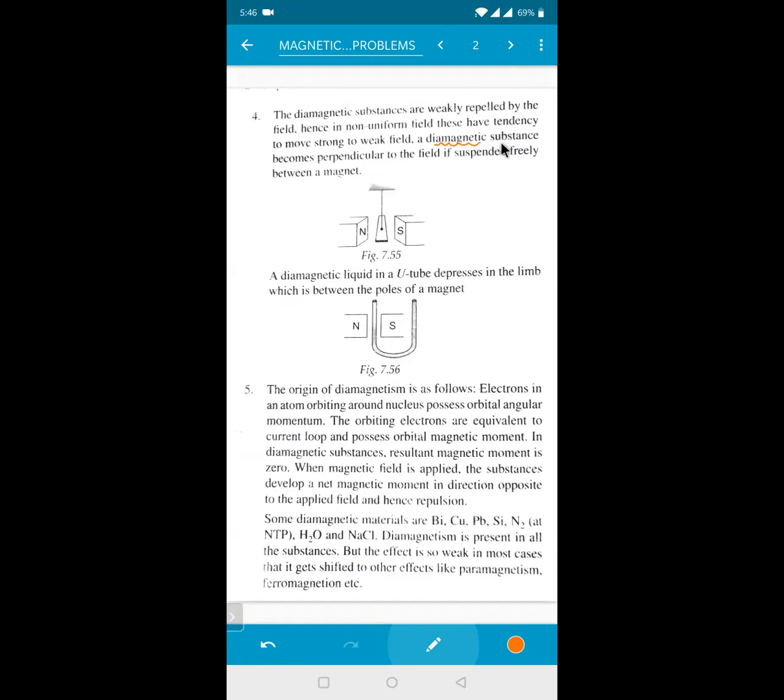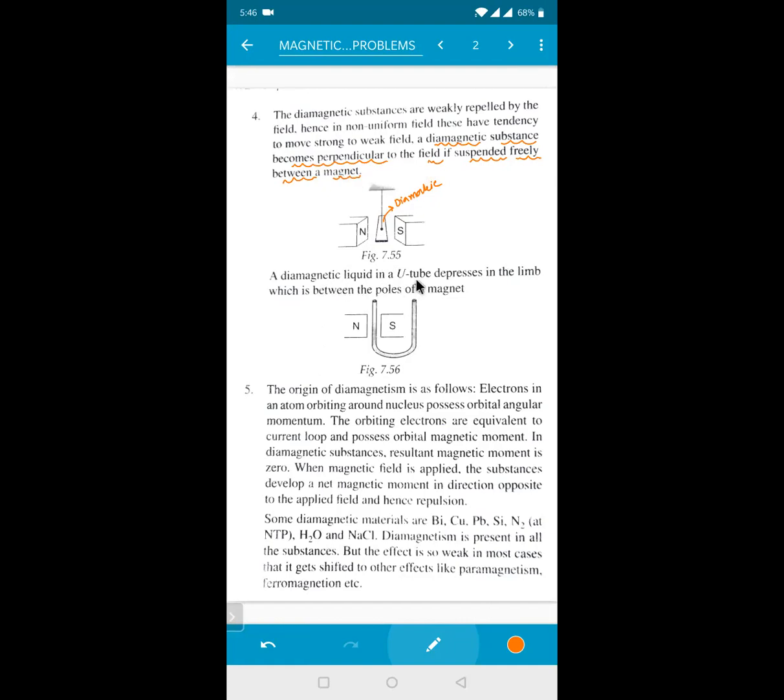Whatever magnetic substances we are taking, they become perpendicular to the field if they are suspended freely between a magnet. Say this is a north and south pole, and this is a bar which is hanging. Whenever a bar is hanging between the two bar magnets, and it is made of diamagnetic material, diamagnetic will always become perpendicular to the field. Okay, sir. Okay.